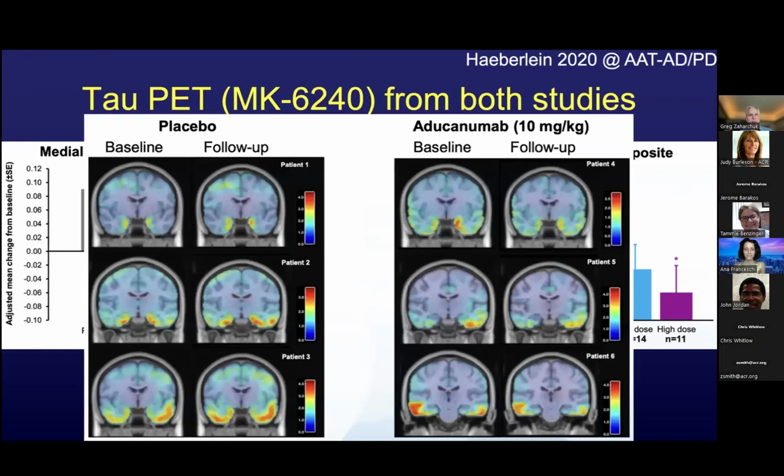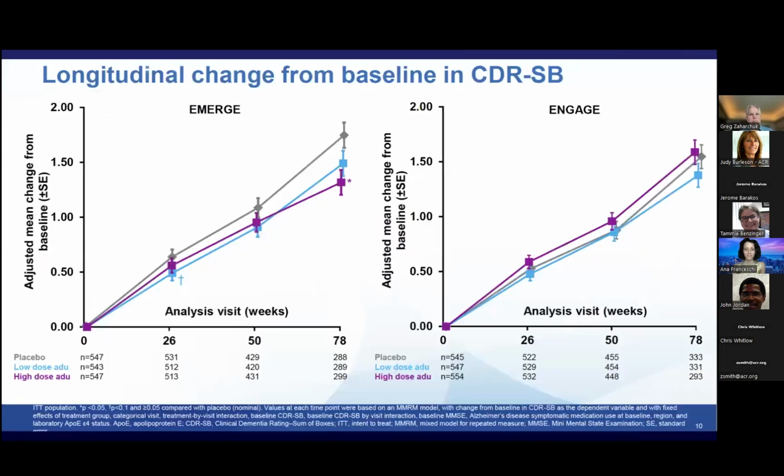This is just an example of some of these tau scans, in case you haven't seen them yet, you may be seeing them in the future. For example, in a placebo patient, this patient has uptake within the mesial temporal lobe and the lateral temporal lobe, and you can see on follow-up that it increases a little bit. Whereas on the drug, you have a similar appearance, and perhaps it's reduced over time. Since we know that tau is related to symptoms, this is obviously very encouraging.